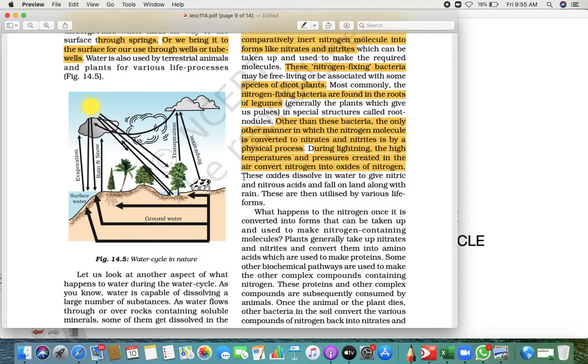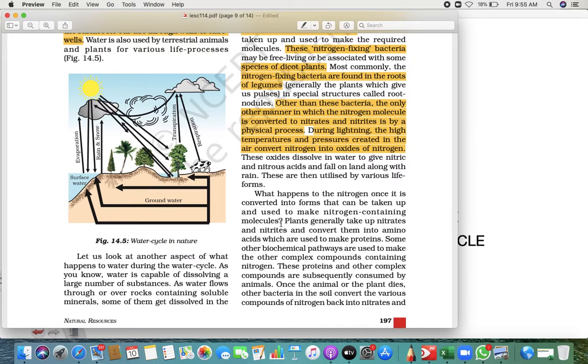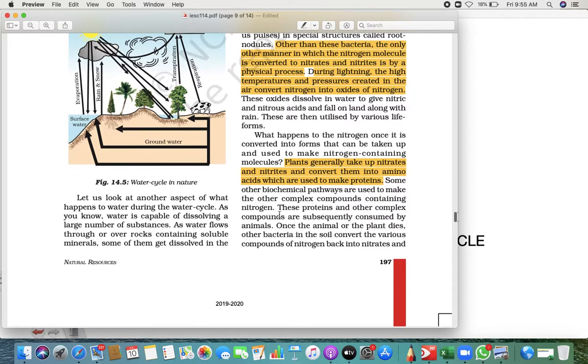When these oxides fall on land, plants take these nitrates and nitrites and convert them into amino acids. So who takes this nitrogen? Plants. We cannot take it. Plants convert them into amino acids, which are used to make protein. Then who consumes them? Animals can consume them. These proteins and other complexes are subsequently consumed by animals and we human beings.